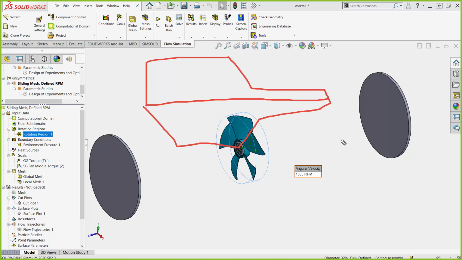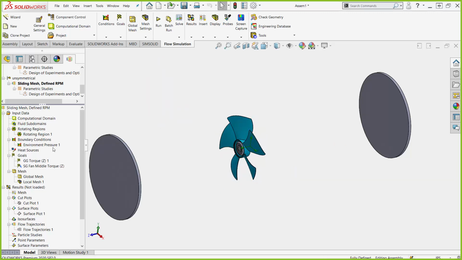Really great drawing skills. Awesome. Other than that, we've got the 14.7 psi on my inlet and outlet. Same torque goals as before. Now, time savings. I said this was important, especially for iterations and especially with this time-based transient sliding mesh technique.